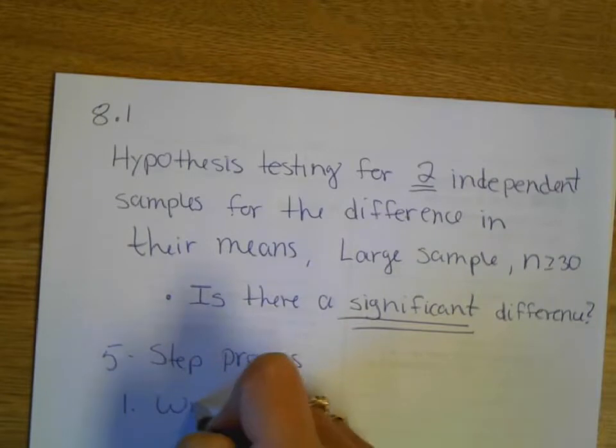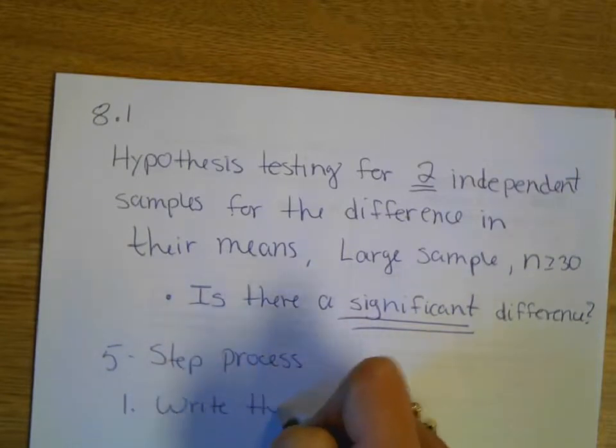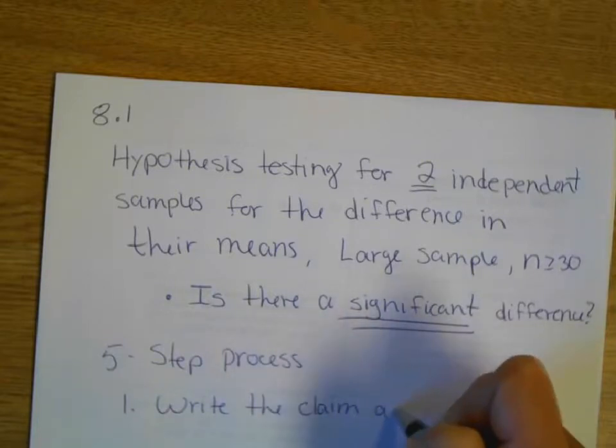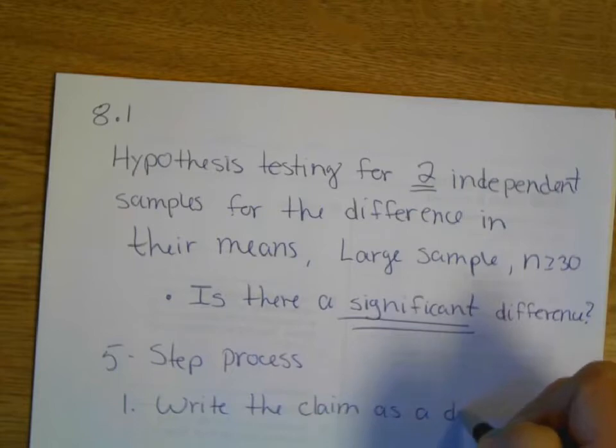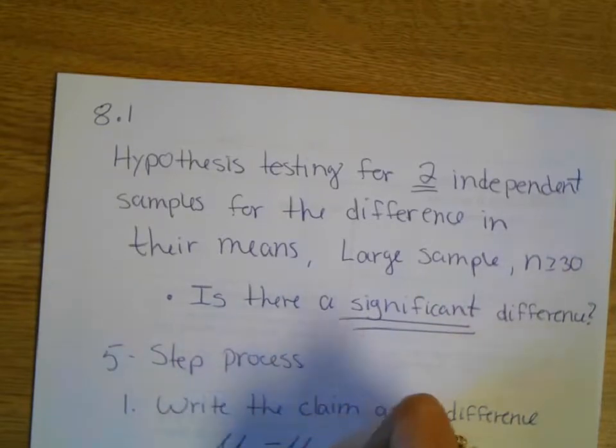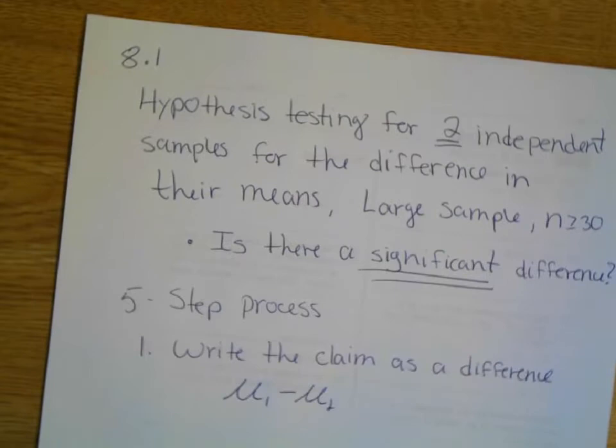So you write the claim as a difference. So the mean of one minus the mean of the other. The mean from sample 1 minus the mean from sample 2. And then we'll be saying greater than, less than, equal to, less than or equal to, whatever it might be. So we're writing it as a difference. So that's the only thing that is different about this chapter than the last one. We've got to incorporate the 2 samples together. We're checking the difference in them.